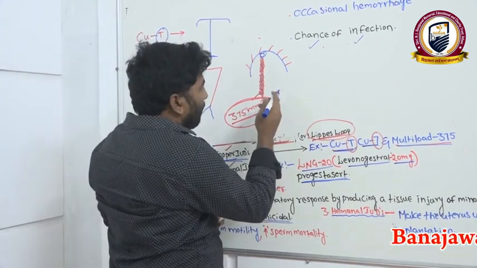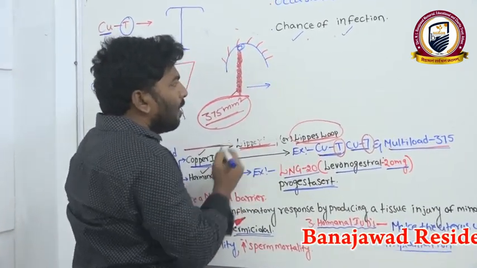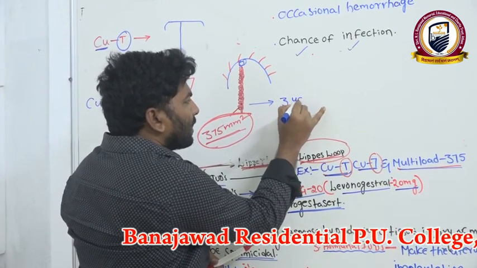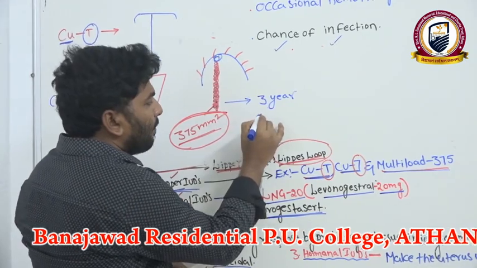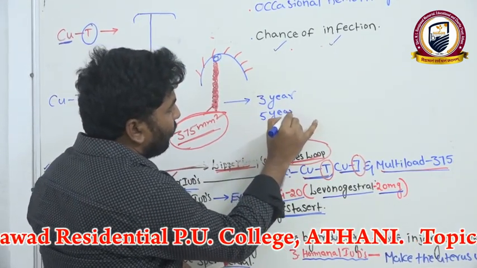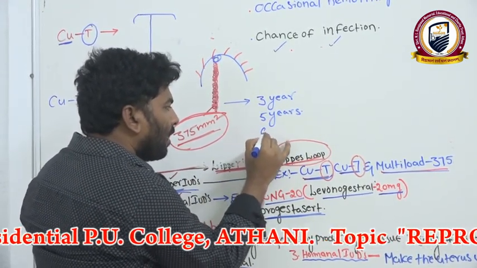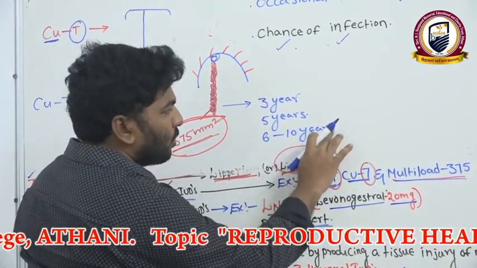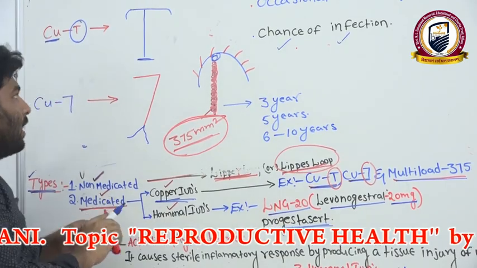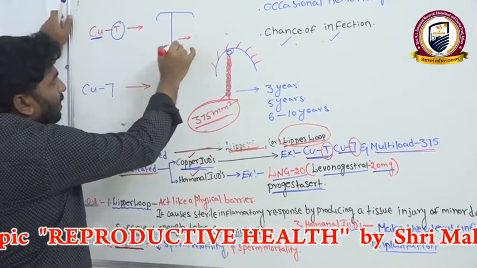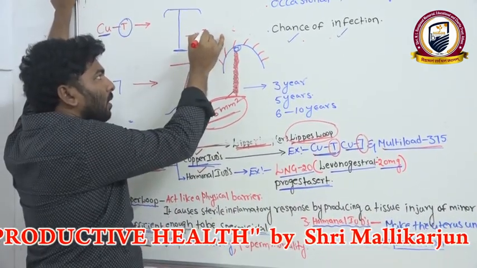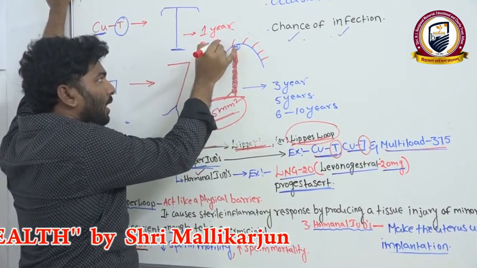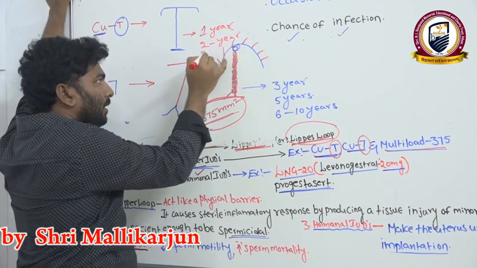It also means the replacement time differs. Some of the multi-loads work for a 3 year duration, some for 5 years, and some even for 6 to 10 years. Okay, 6 to 10 years even. Then with these copper Ts also, some have a 1 year duration, some 2 years, some 3 years.